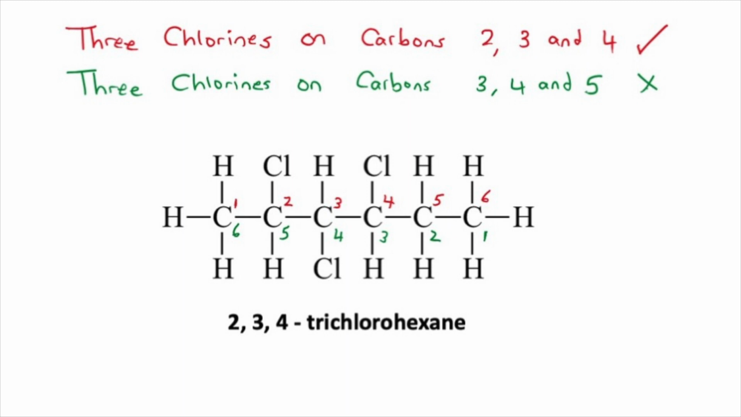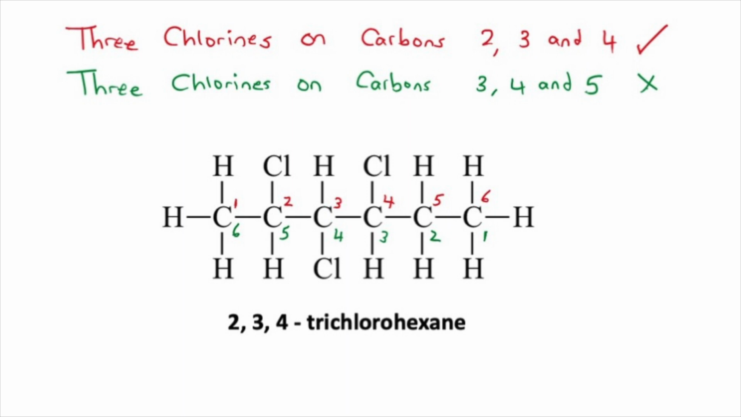If I number it right to left, as I've done in green here, they're on 3, 4 and 5. Now the rule is I always have to have the lowest possible number for the substituents. So 2, 3 and 4 is lower than 3, 4 and 5. So therefore the name of this compound will be 2,3,4-trichlorohexane. And remember, tri is a prefix that is used when there's 3 of a particular substituent.